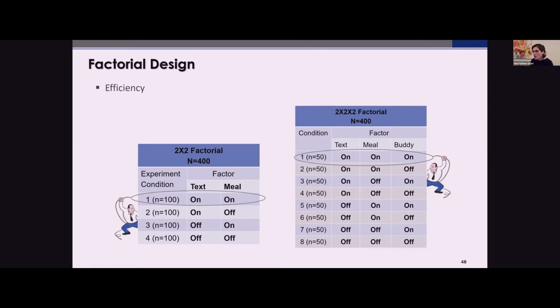So in terms of power, it's no different. Of course, it depends on the effect size, and so on, right? But conceptually, when you think about the number of participants that you compare, it's no different from a randomized controlled trial comparing half of your sample versus the other half. But the advantage here is that you can answer more scientific questions using the same sample size.